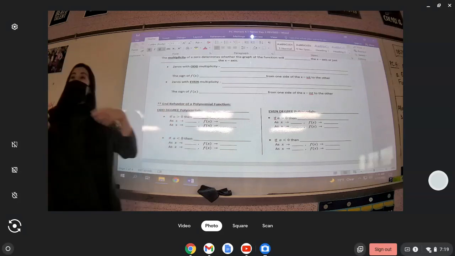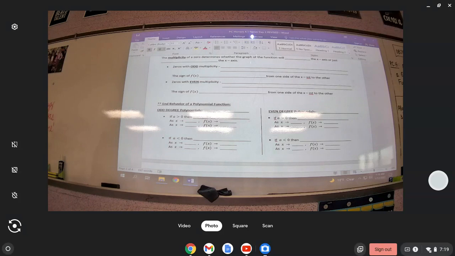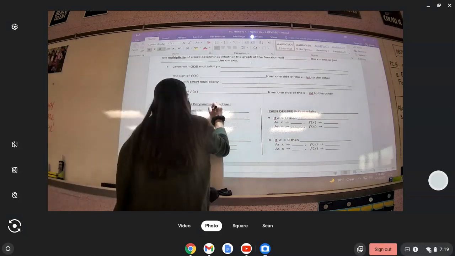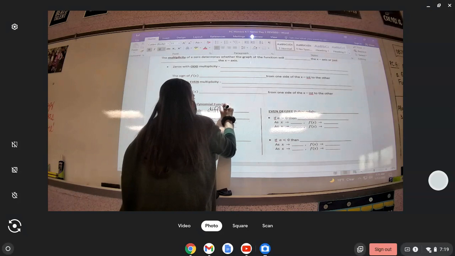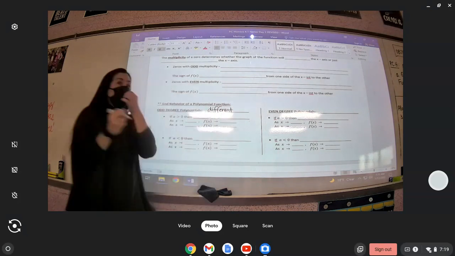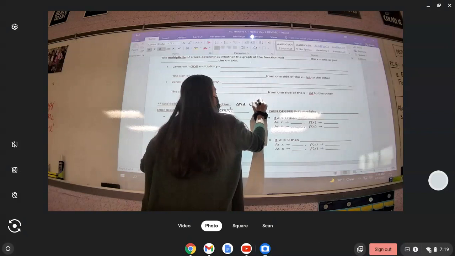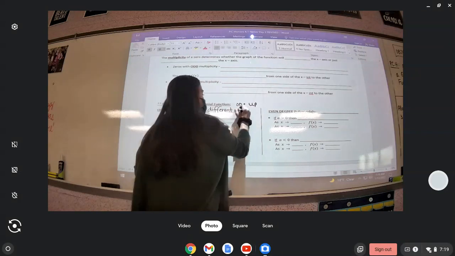then the end behavior will be what? Different or the same? Different. Thank you for one person. Different, opposite. So I always think of that as one end of the graph has to be pointing up and one end of the graph has to be pointing down.